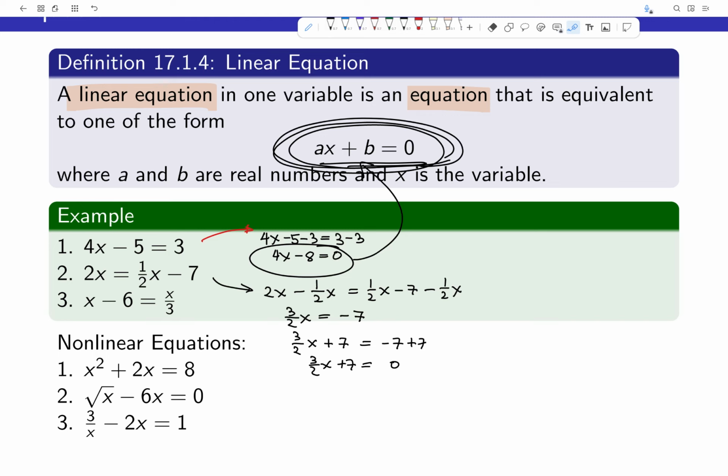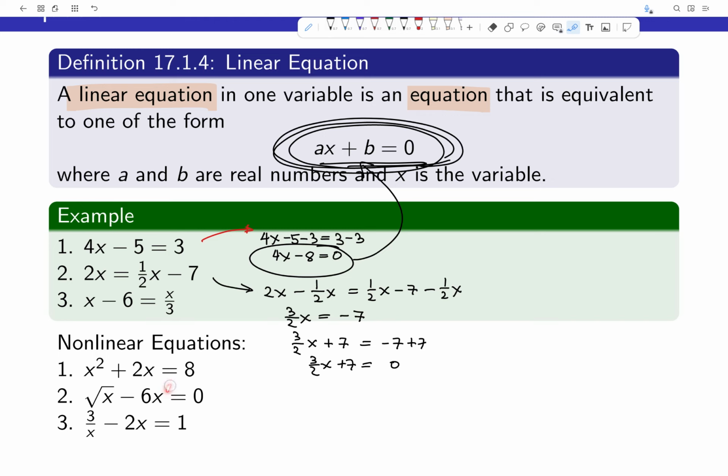Now, what are some examples of non-linear equations? Of course, number 1 is non-linear because the highest exponent is 2. In our definition, the highest exponent is only 1. Number 2 is not linear because this is actually equal to x raised to 1/2. As you will learn in advanced mathematics, the exponent is a fraction, and we don't want that here because the definition says the highest exponent is 1, not 1/2.